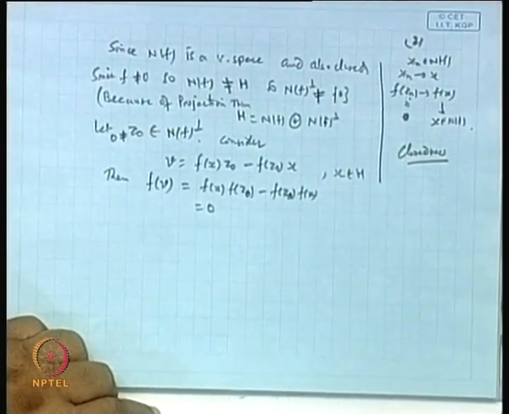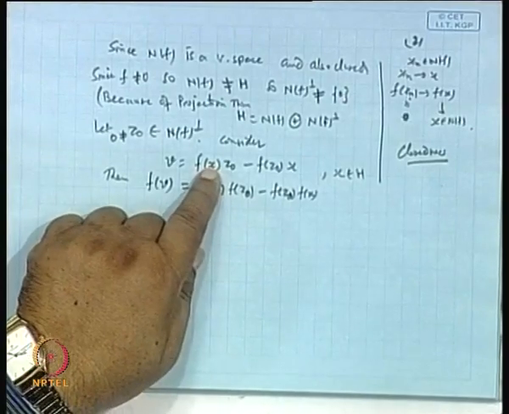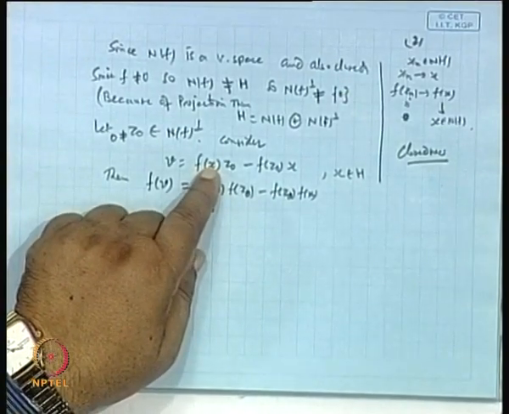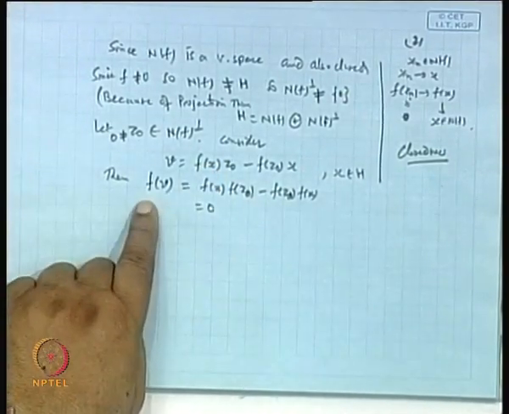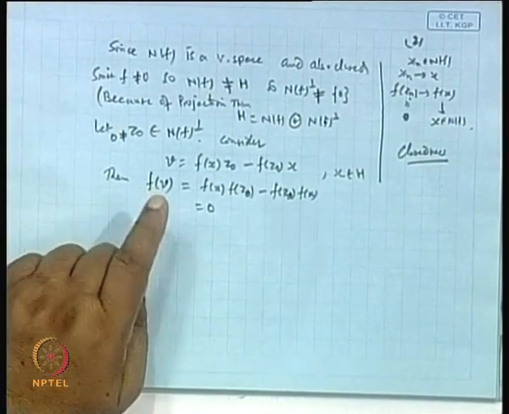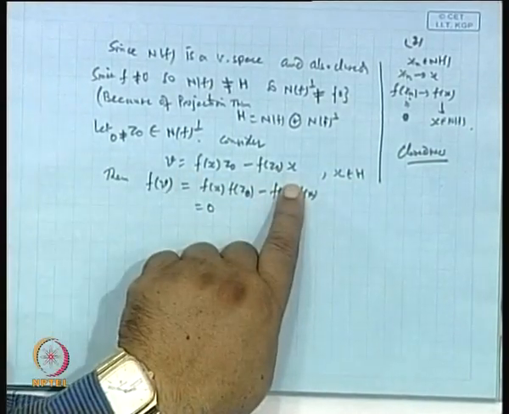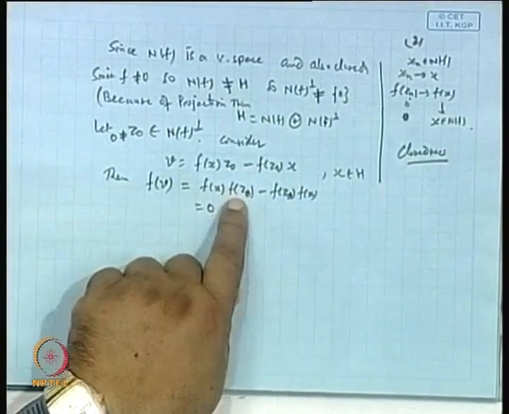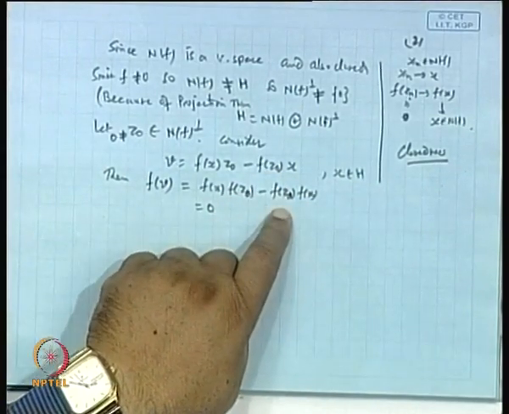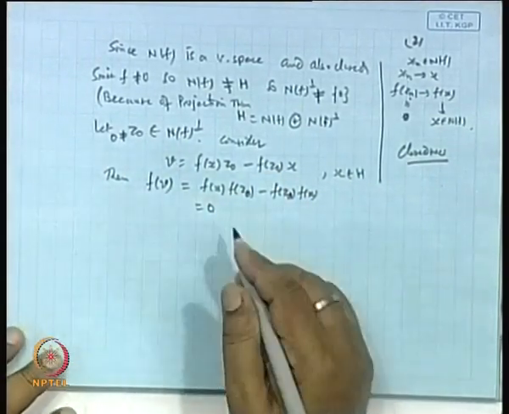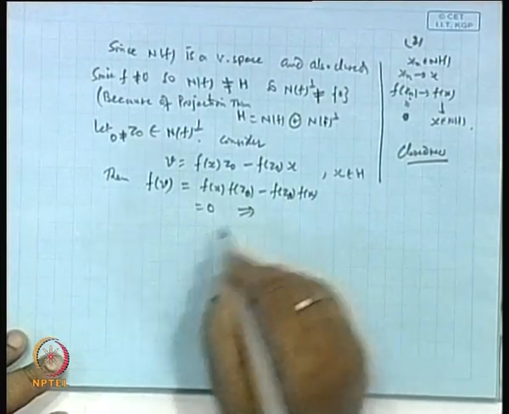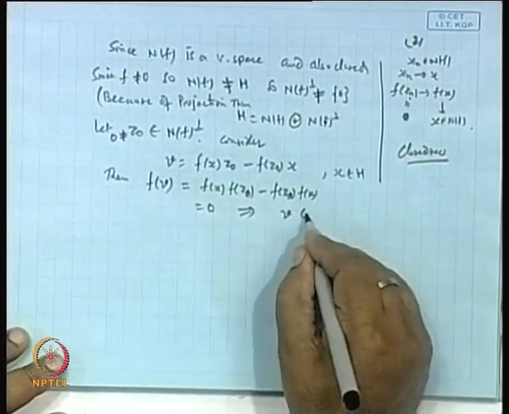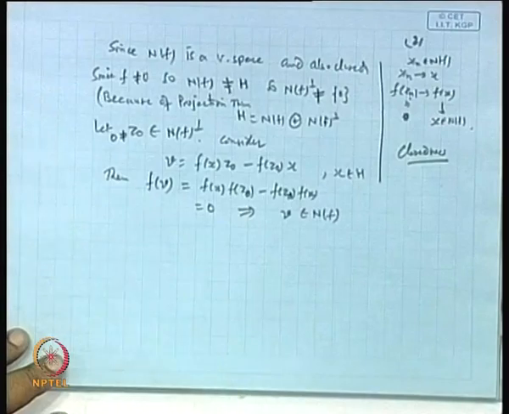Because f(x) is a scalar, f is a linear functional. So f(x) will be a scalar. f is a bounded linear functional, so it will operate on this difference, and we get f(z0), and f(z0) is again a scalar which can be taken outside f(x), and this comes out to 0. This shows that our v belongs to the null space of f.